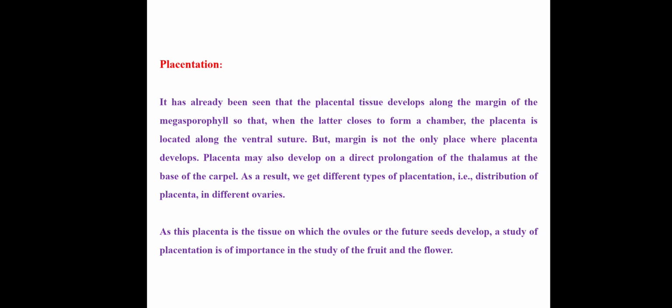As the placenta is the tissue on which the ovules, or the future seeds, develop, a study of placentation is of great importance in the study of the fruit and flower. So in the gynoecium, while studying the stigma, style and ovary and the modifications in them, placentation is one of the most important things, which is nothing but the base of the study of fruit and flower. So let's see what those placentation types are.